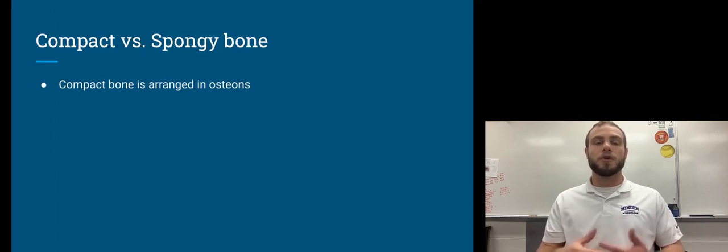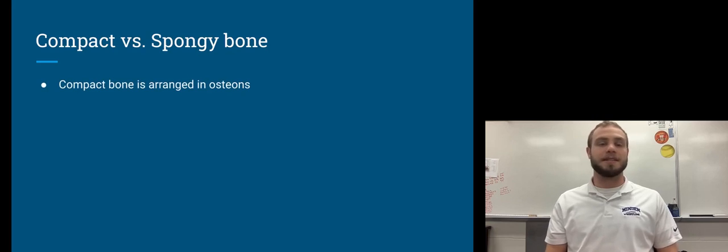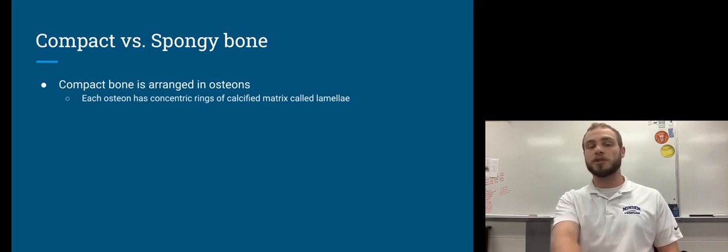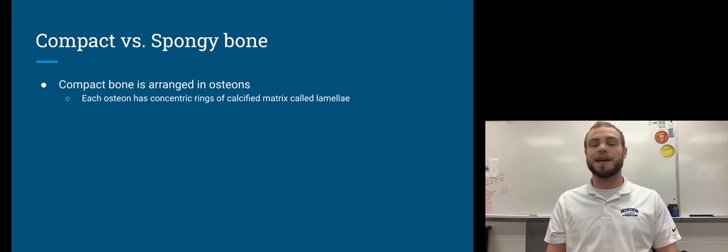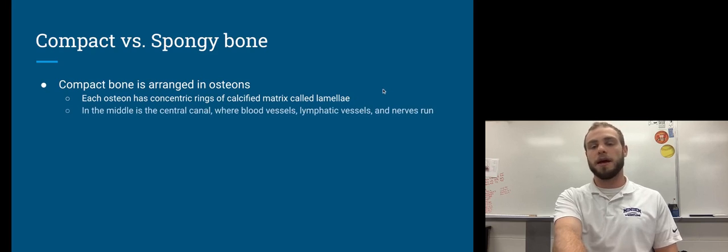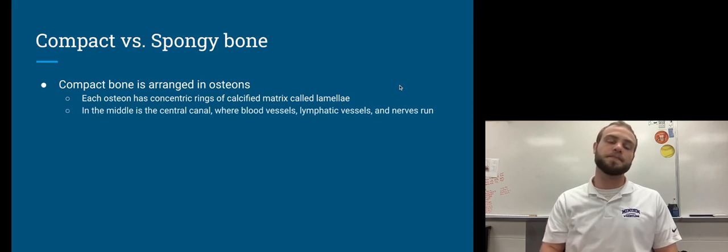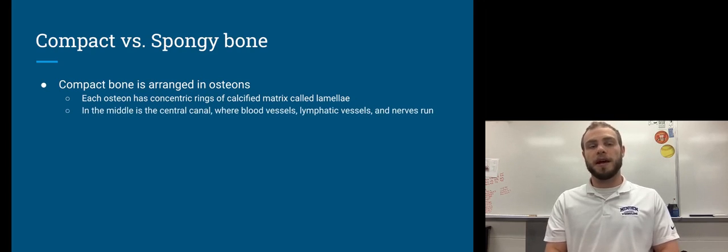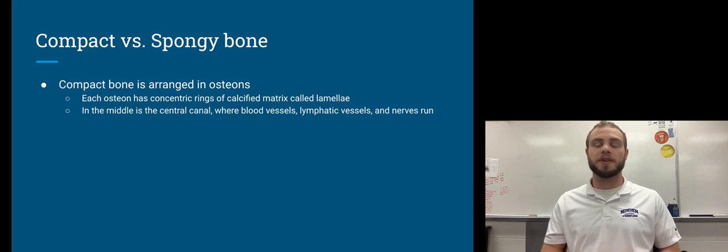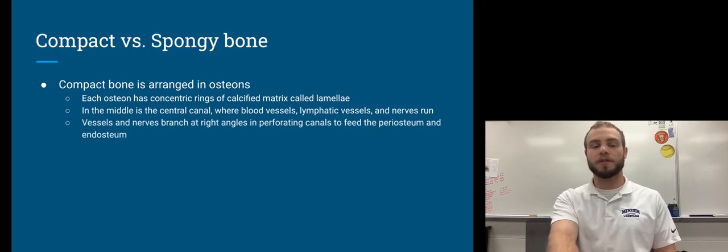Okay. You also have what's known as compact and spongy bone. In your bones, compact bone is going to be arranged in an organized manner known as an osteon. Each osteon is going to be kind of a concentric ring, and each ring is going to be made of calcified matrix, and it's called a lamella. Here, lamellae is plural. In the very middle of that is going to be your central canal, where you're going to have things like blood vessels, lymphatic vessels, and nerves running along the length.